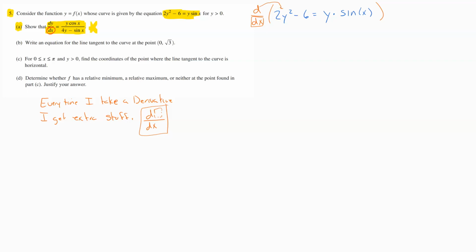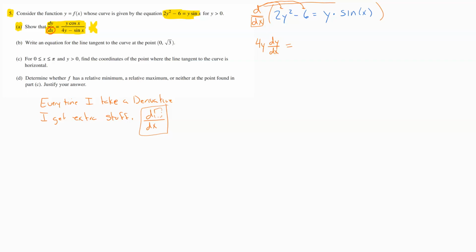So let's put that into practice here. I come through and take the derivative of 2y squared following my power rule: bring the power down, subtract 1 from the power, that gets me 4y. I took the derivative of a y, so I get a dy/dx. Moving on down the road, the derivative of negative 6, the derivative of a constant, no matter what method you're using, is always going to be 0. So then we move on to the next side.